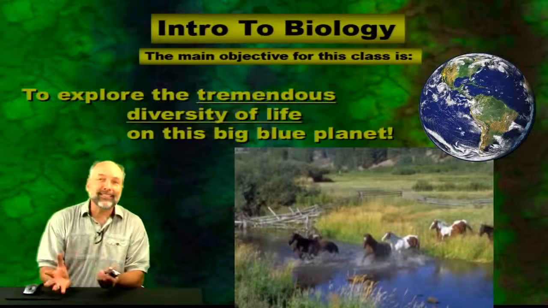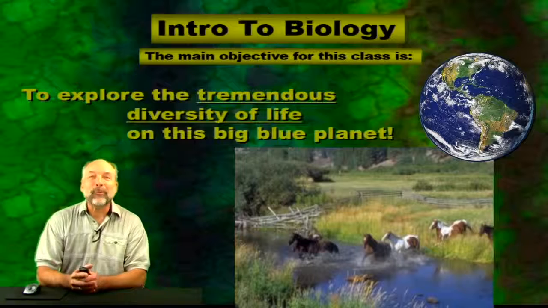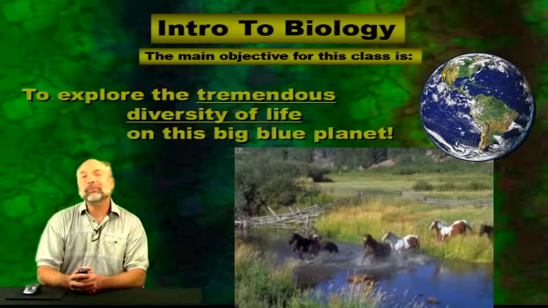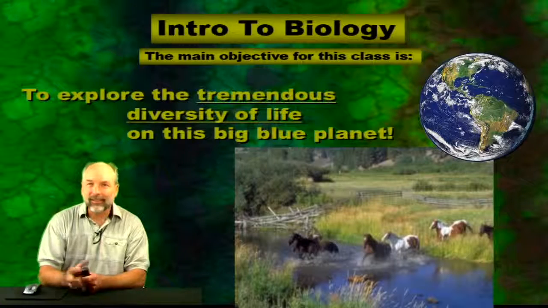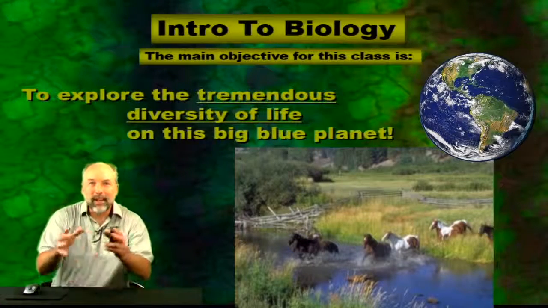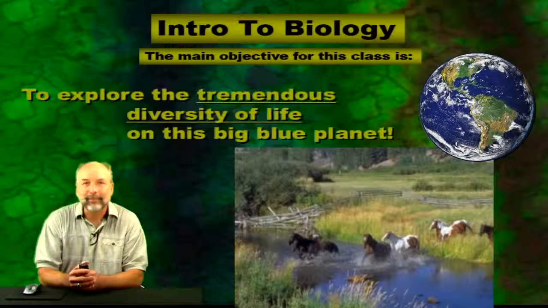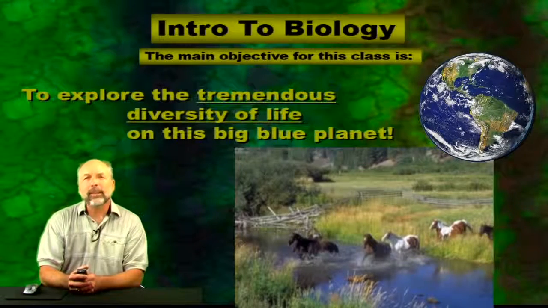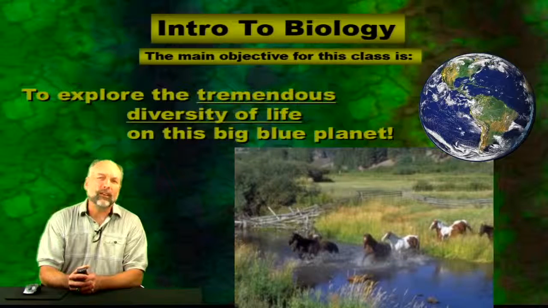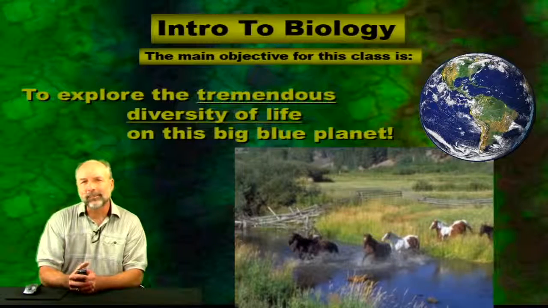Now, let's think for just a moment about what we're going to be examining with this course. Number one, we're going to look at the tremendous diversity of life. It's incredible. Life doesn't come in just one form, but many, many forms. They say there's like 10 million species of creatures on this planet. But also the amazing diversity that we see all around us, everywhere on this big blue planet.